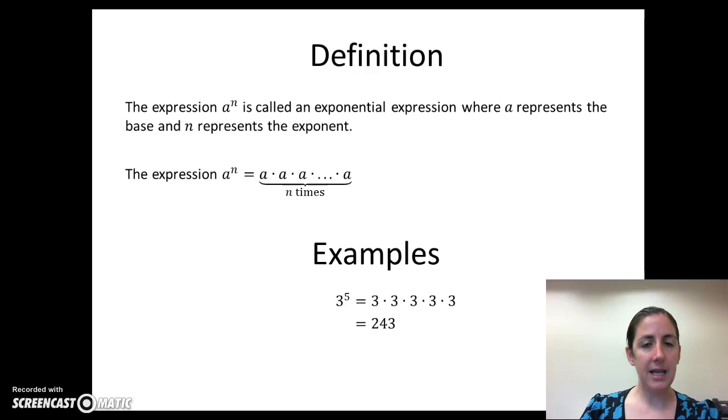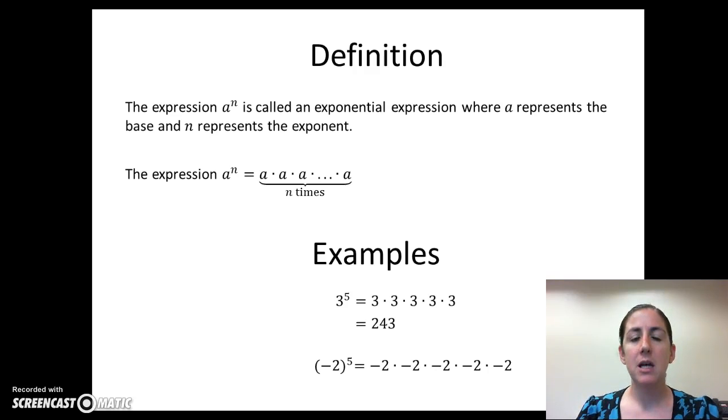Now pay attention with negatives. Negative 2 to the 5th would mean you're taking negative 2 and multiplying it to itself 5 times. Negative 2 times negative 2 times negative 2 times negative 2 times negative 2. A negative raised to an odd power will be negative, but a negative raised to an even power is going to be positive. So negative 2 times itself 5 times would give us negative 32.